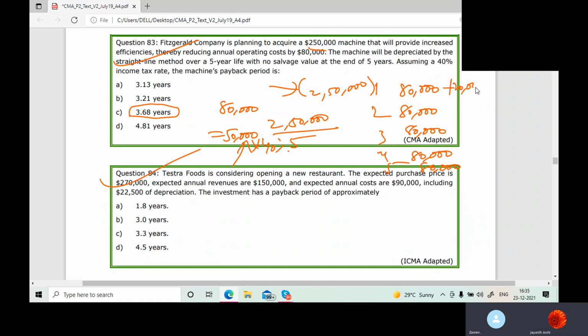Yes, sir. But cash flows I need to take after tax. So after tax, 80,000 into 0.60 is 48,000, plus 20,000, that is 68,000 every year. Now 2,50,000 divided by 68,000. So how much? 3.67. Okay, 3.68.